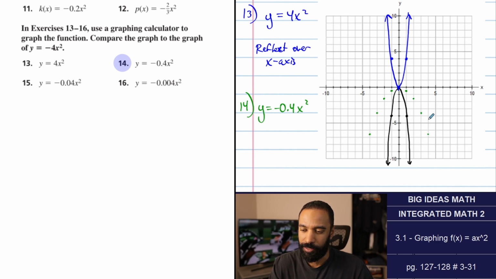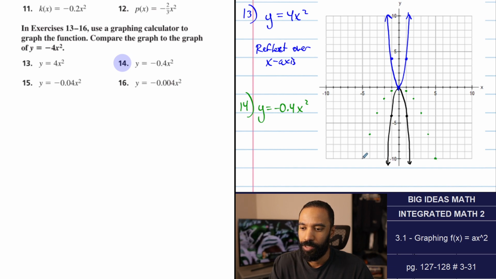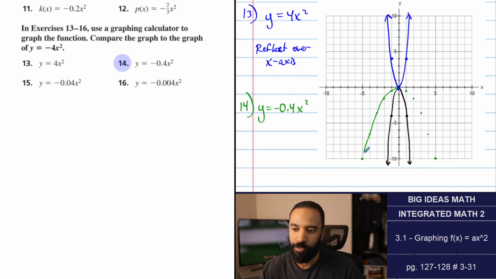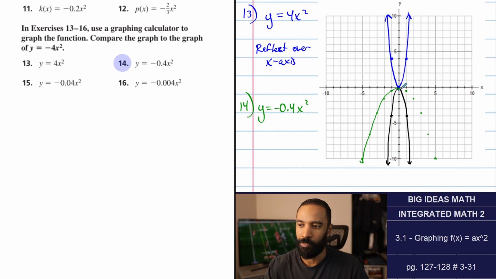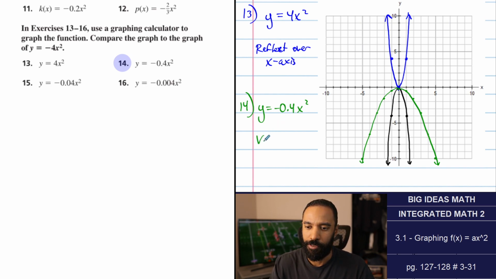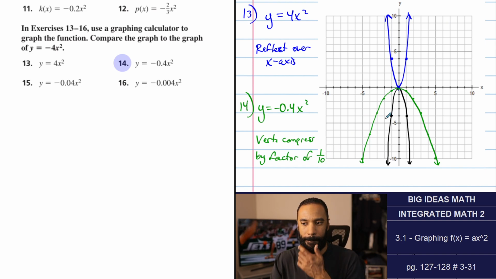They did say use a graphing calculator, so whatever. 25 times 0.4 is 10. Cool. So it's going to look like that instead of the one that you see in black. Now, compared to the black, it is not reflected over the x-axis. They were reflected to begin with. This thing is 10 times smaller, though, than the black. So this is a vertical compression. This is vertically compressed by a factor of 1/10, like that.